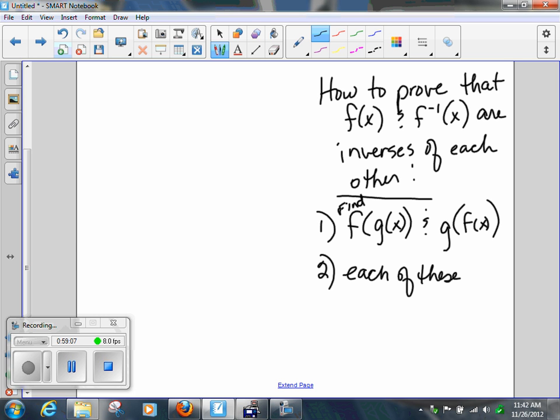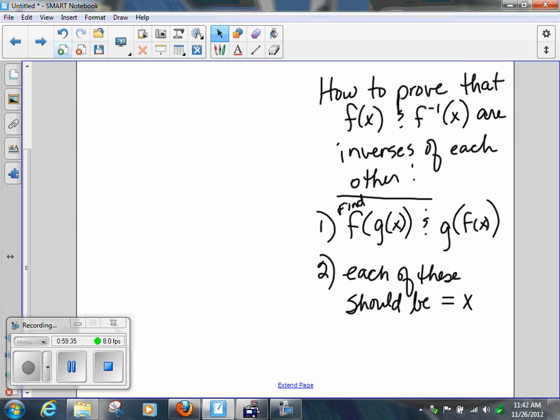Each of these should be equal to x. If each of those are equal to x, then the original function and its inverse are inverses of each other, okay? Because sometimes you're going to be given two random equations and you will have to prove that these are inverses of one another, okay?